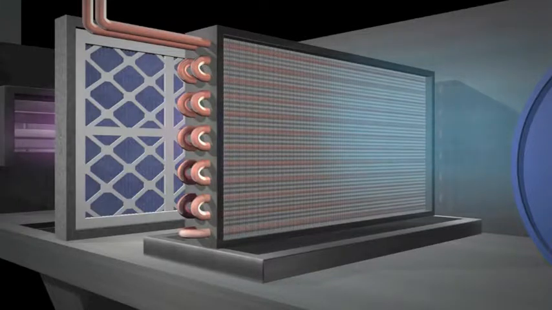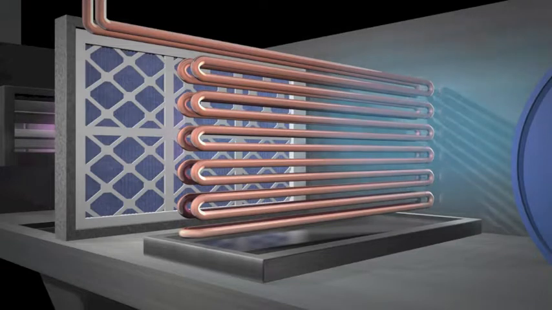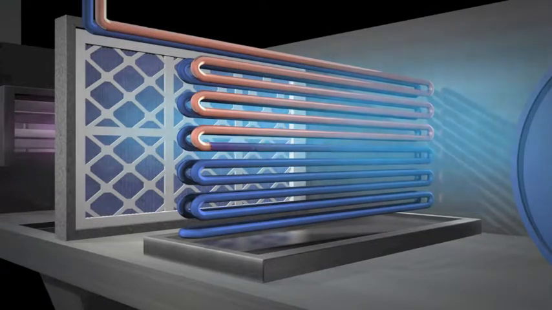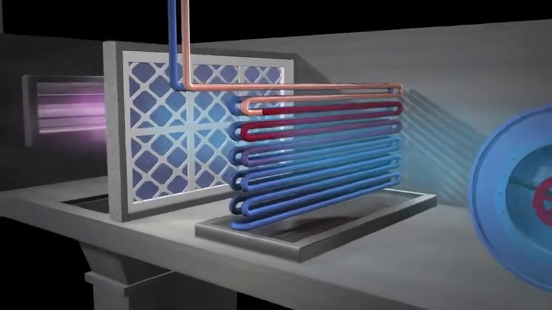The heat from the building's air is absorbed through the coil fins by a cold liquid, typically chilled water, that is being pumped through the coil. The heat is then transported in the water back to the chiller.